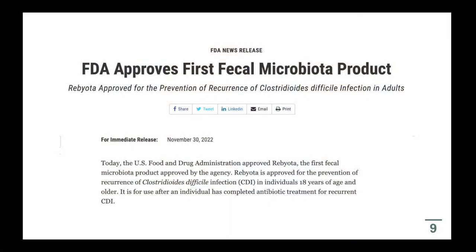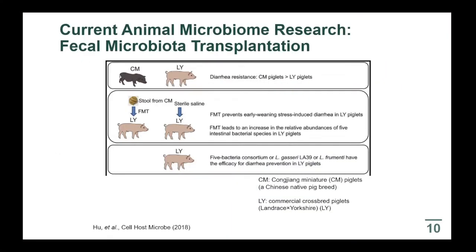After that, we have many FMT treatments in the pipeline. So I believe this approval just opened the door, and we will see more and more approvals that can be used for any human treatment. Compared to human microbiome study advancement, animals are a little bit behind, maybe a lot. So I would like to introduce two studies.